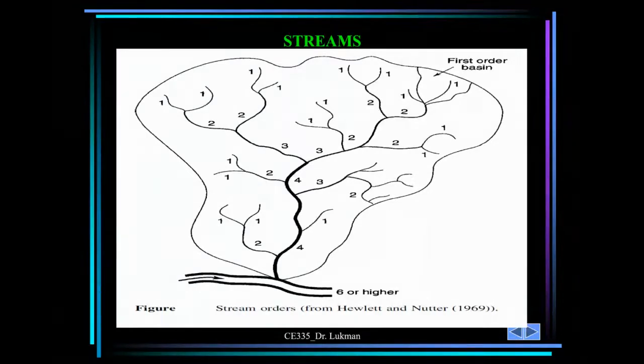Streams, first order basin. Stream orders. You see, this is the initial one. Joining 1, you can see joining to give 2, 2 and 2 joining to give 3, 3 and 3 joining into 4, and then this 4 is the one draining the area. You can have even 6 or higher order basin. So this is a 4 order basin.